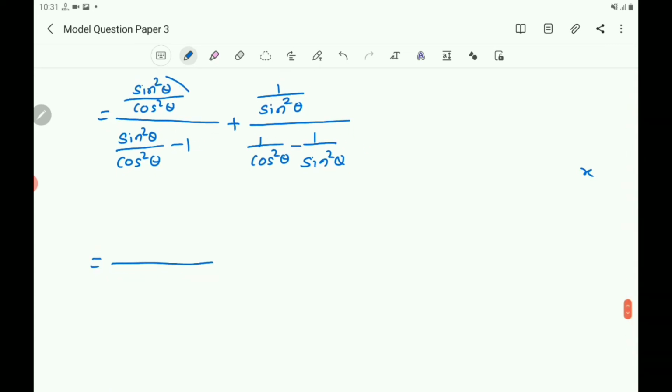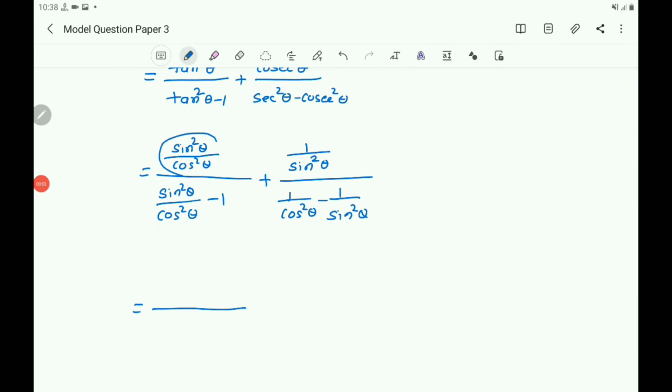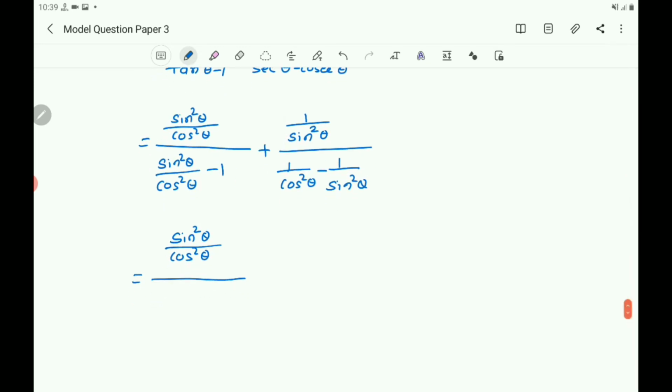Now write this sin square theta by cos square theta as it is, sin square theta by cos square theta, divided by. Take the LCM here. What is the LCM? The LCM is cos square theta, and the numerator becomes sin square theta minus, you know that 1 into cos square theta, that is minus cos square theta.